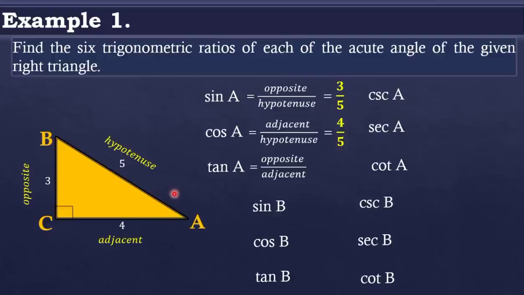And then, for our tangent A, your tangent A is opposite over adjacent. So, TOA. Opposite over adjacent, this is your angle A. So, opposite, that is 3. Adjacent, that is 4. So, that is 3/4.